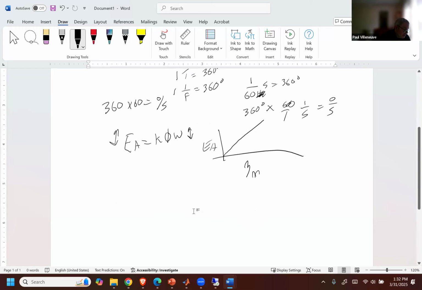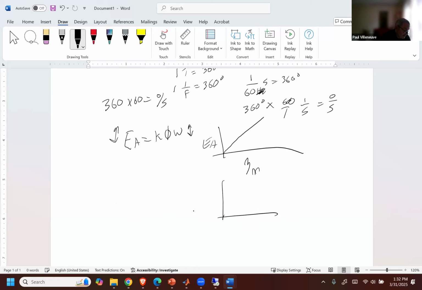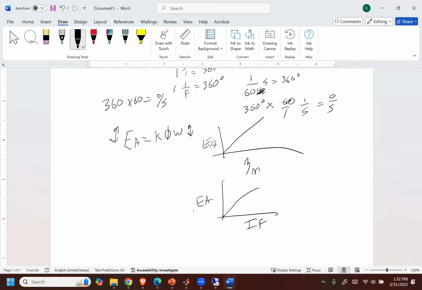The next plot we're going to look at is a different plot, but one hopefully you know really well. It's EA versus IF. What do we call the EA by IF curve? Well, EA is linear, so that's going to be the air gap curve. No, it's not linear, that's a curve. So if you have EA, oh my God. Open circuit characteristic, right?